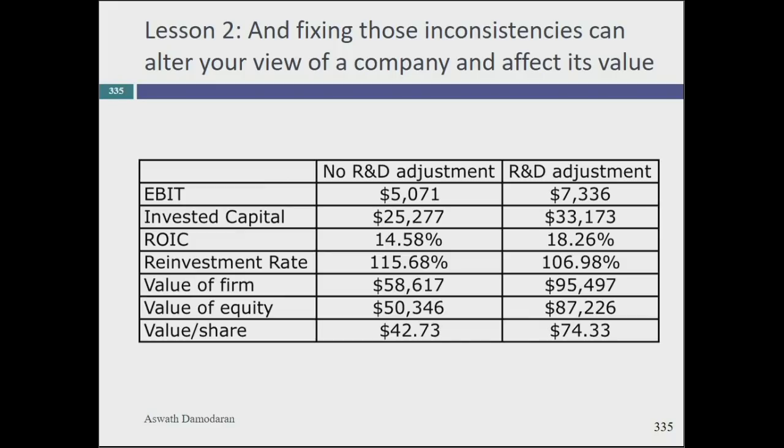Merck invested almost $120 billion in R&D in the 10 years leading into the valuation. Its earnings stayed flat. Think of what's going to happen. Now, capitalize R&D, my invested capital is going to balloon out, and if your earnings are not going up, your return on capital is going to collapse.